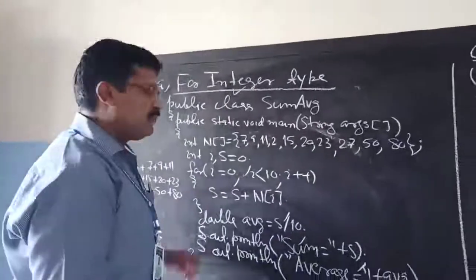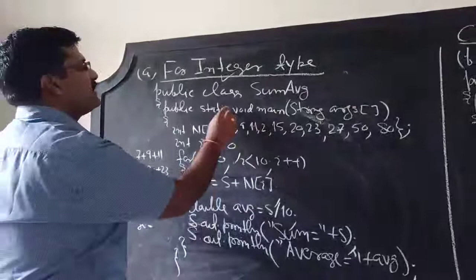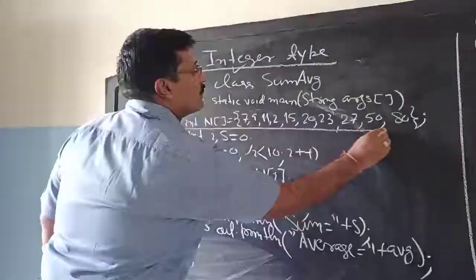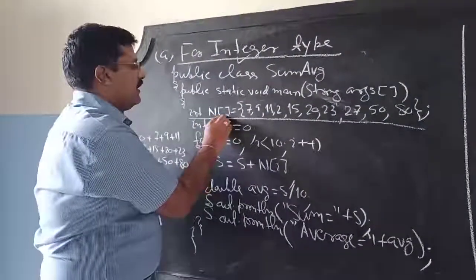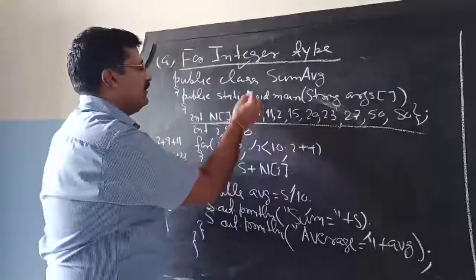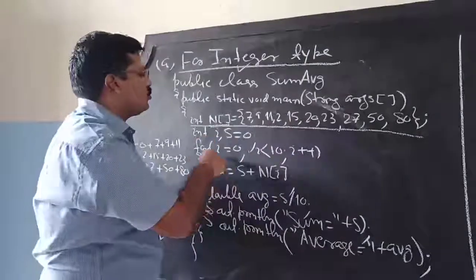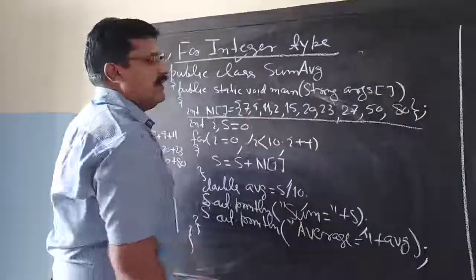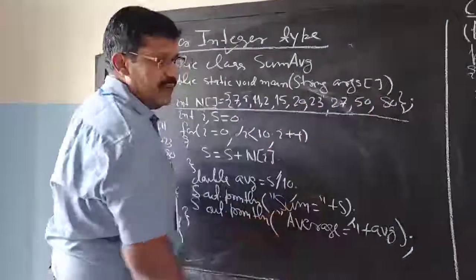You see the program? Public class SumAverage, public static void main. This is the line creating the array: int n[]. The name of the array is n, and on the right side within the curly bracket we have created the array and stored it in variable n. So see, we have more than one number: 1, 2, 3, 4, 5, 6, 7, 8, 9, 10 numbers.